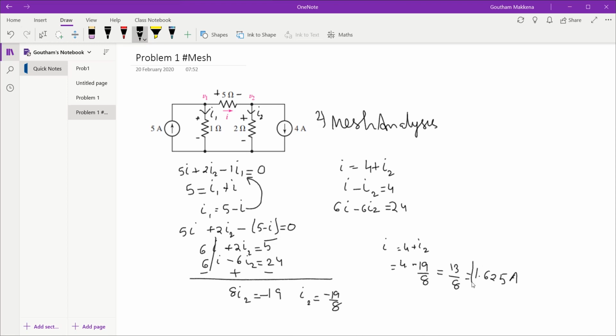So whatever may be the modality, we obtain the same answer. In the previous problem as well, we did the nodal analysis and obtained the branch current, that is the current flowing through the 5 ohm resistor, I, as 1.625 amperes. Similarly, now we have done the mesh analysis and we arrive at the same answer.